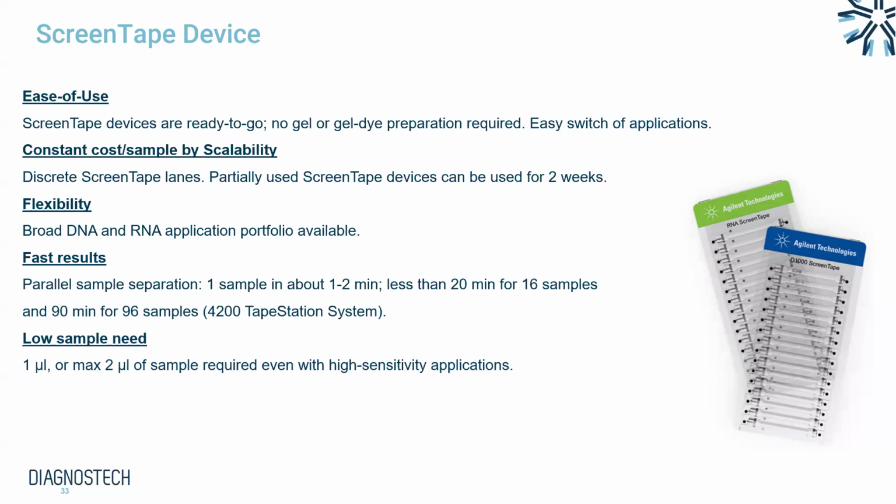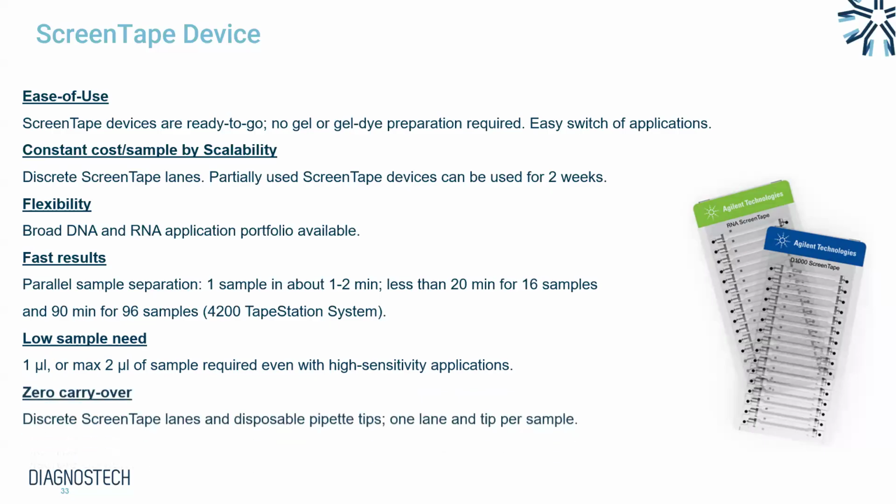Most of the assays use 1 microliter of sample. For high sensitivity assays, they use 2 microliters. And then there's zero carryover. As we use discrete screen tape lanes and disposable pipette tips, it's 1 lane and 1 tip per sample.